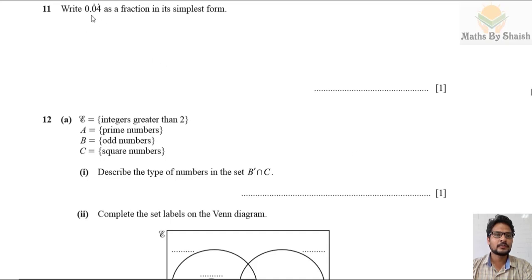Write down 0.0.4 recurring as a fraction in its simplest form. So whenever we have a decimal and after the decimal all the numbers are repeating, we can directly write this as 0.4 upon 99, and that's the answer because it cannot be simplified more. So it is 4 over 99.